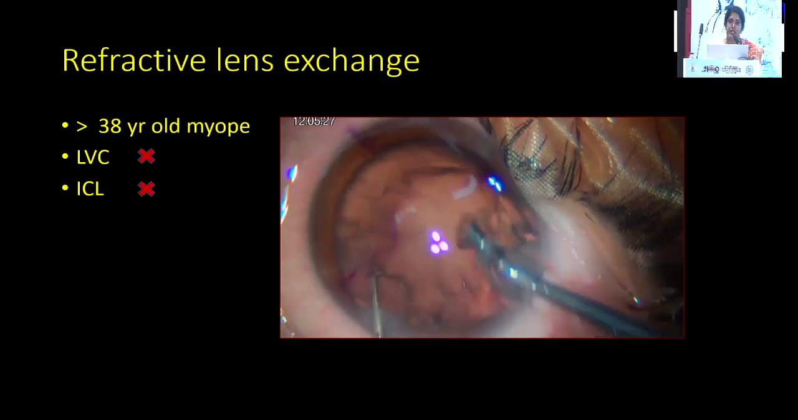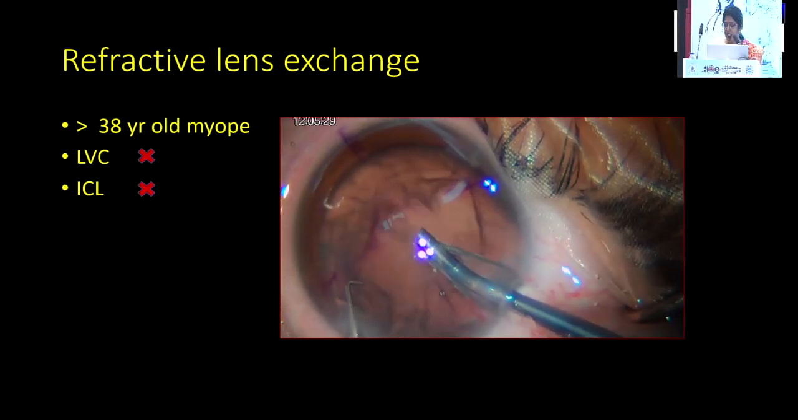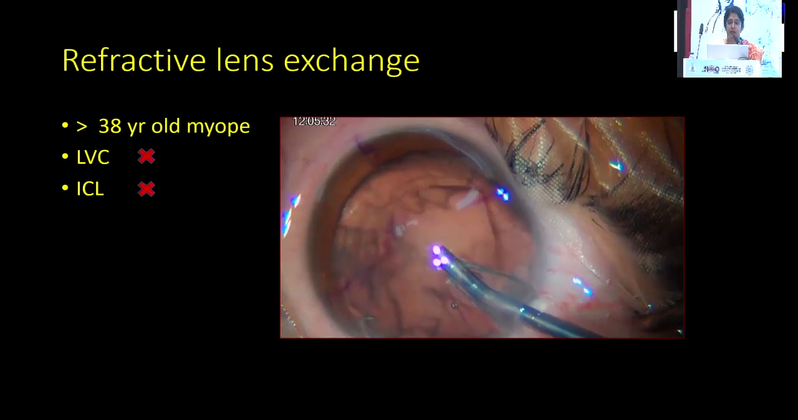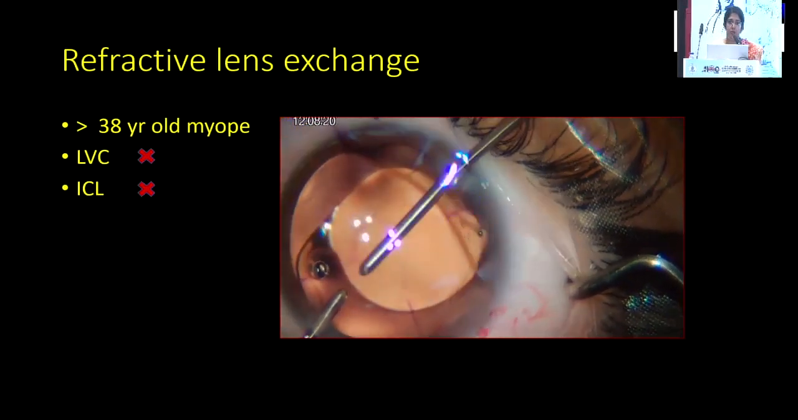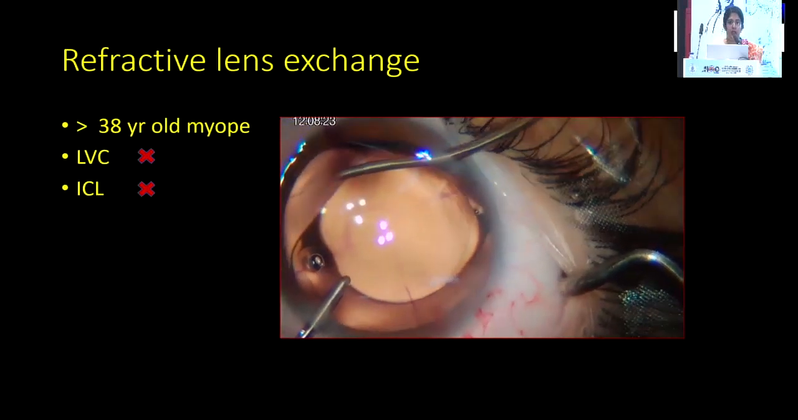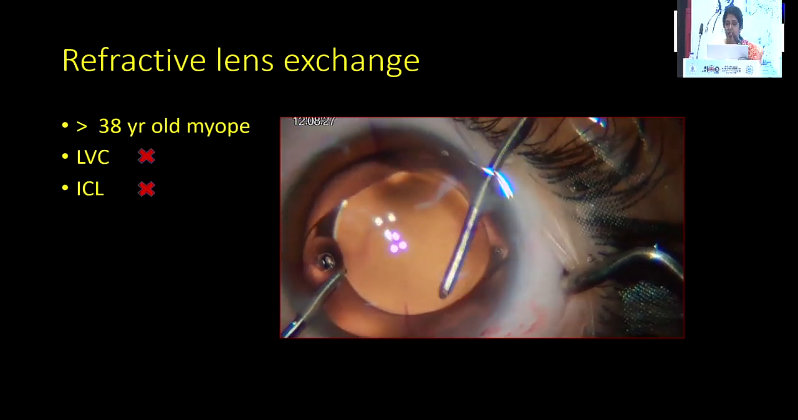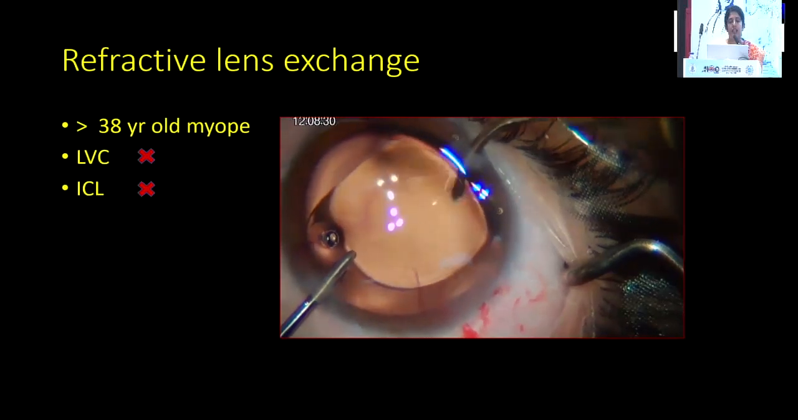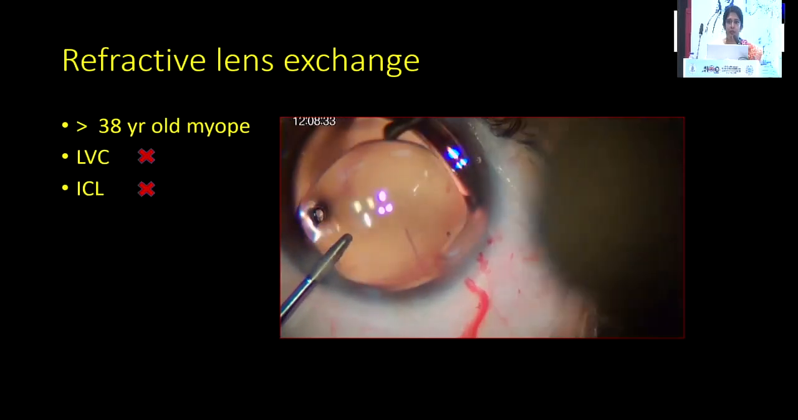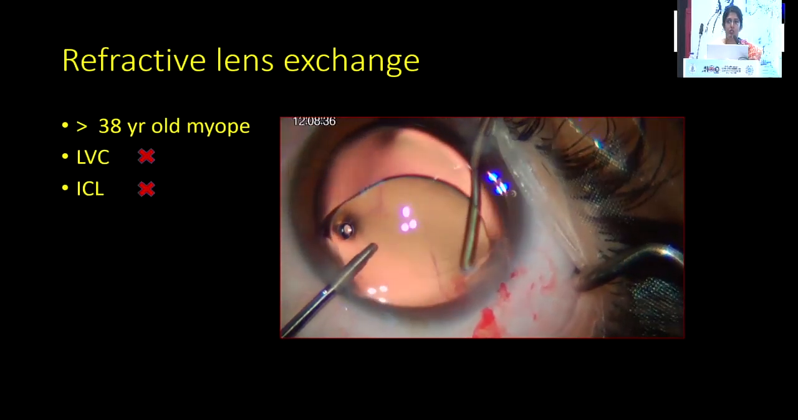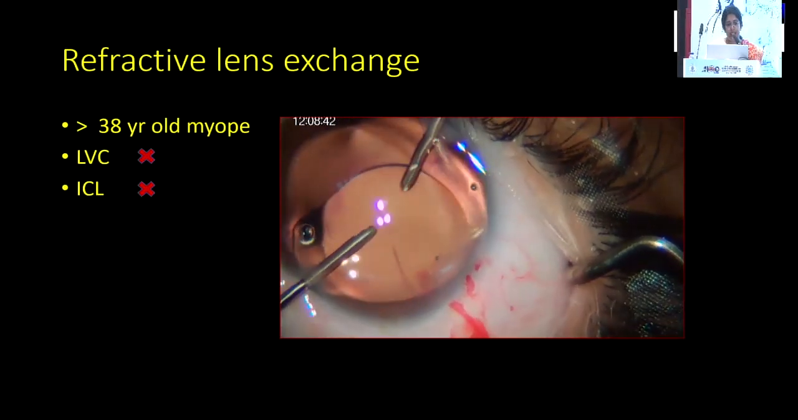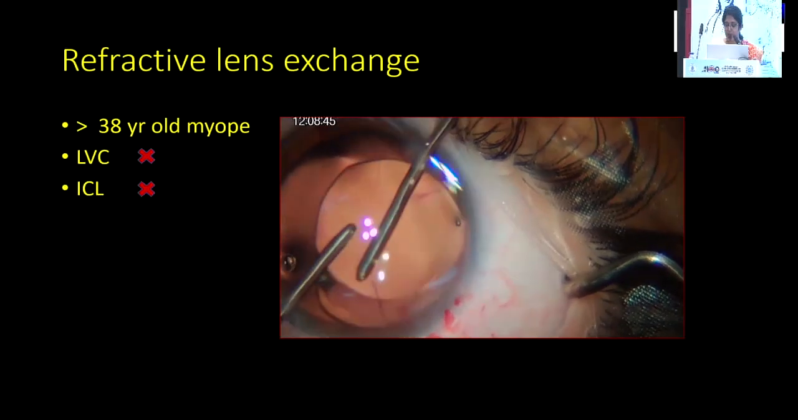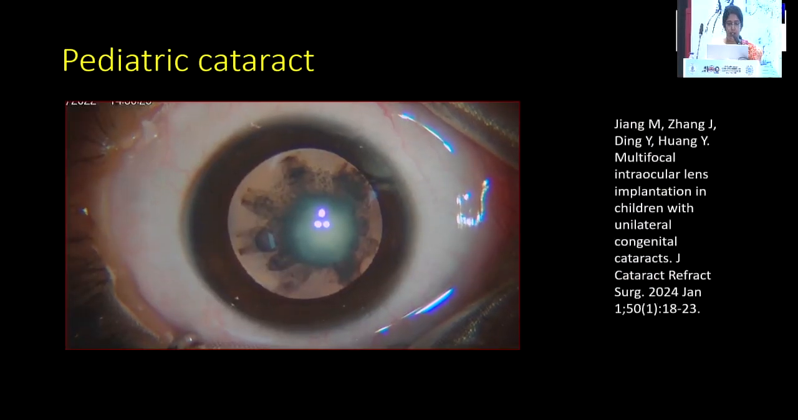The next option is for cases where laser vision correction is not possible and ICL is not an option, like a small white-to-white diameter or a small anterior chamber depth, and especially in ICL patients, we go for a high myope, and there are more chances of retinal detachment after that. So in all these cases, a refractive lens exchange procedure is better to do.